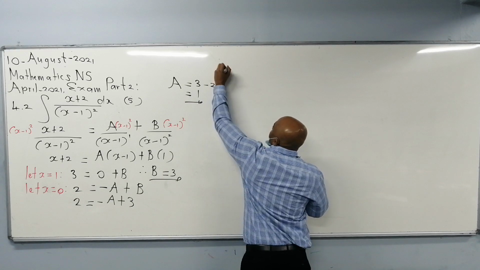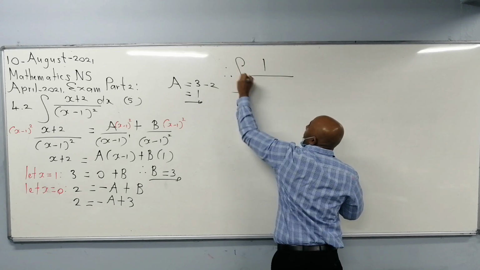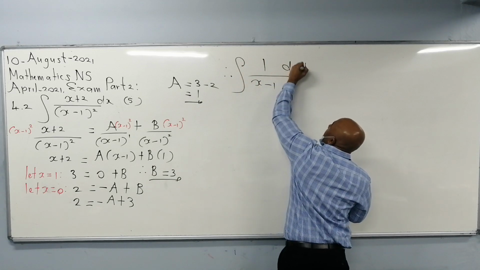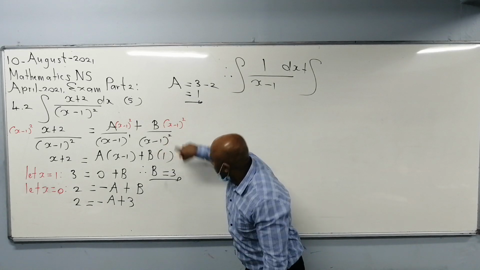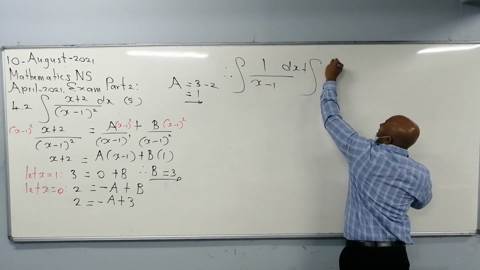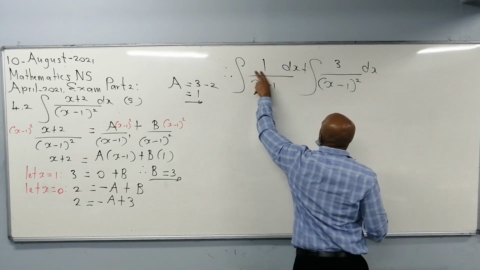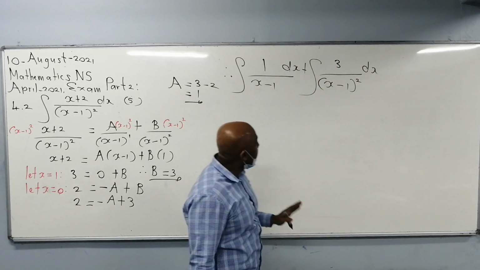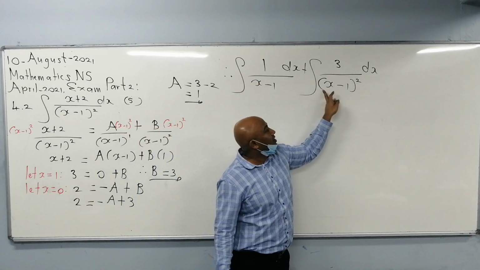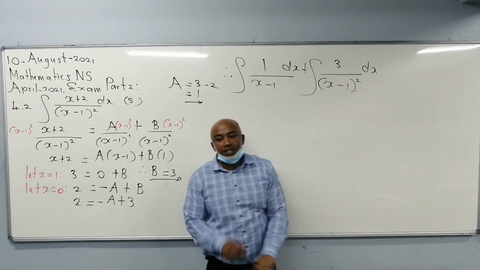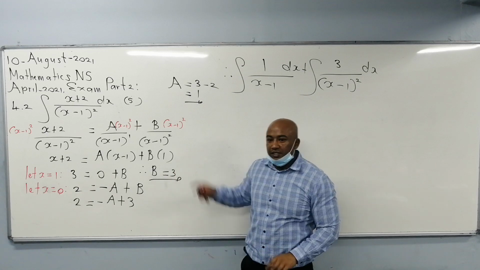So therefore, what do we have here? A all over x minus 1. 1 all over x minus 1. And then I have b all over x minus 1 all squared. So that's going to be 3 all divided by x minus 1 all squared. Now, everybody's answer must be equal. If it's not equal, it's wrong. Everyone should have 1 over x minus 1. Everyone should have 3 over x minus 1 to the power 2, no matter what method you use now. Whether you use the equating coefficients method or this one that I just did on the board.